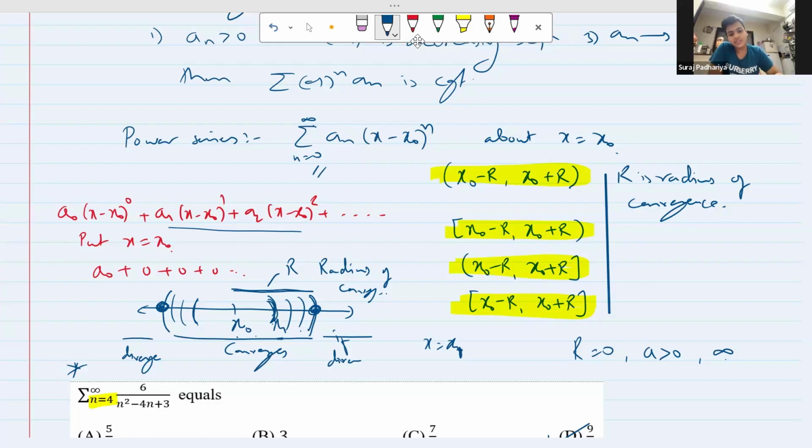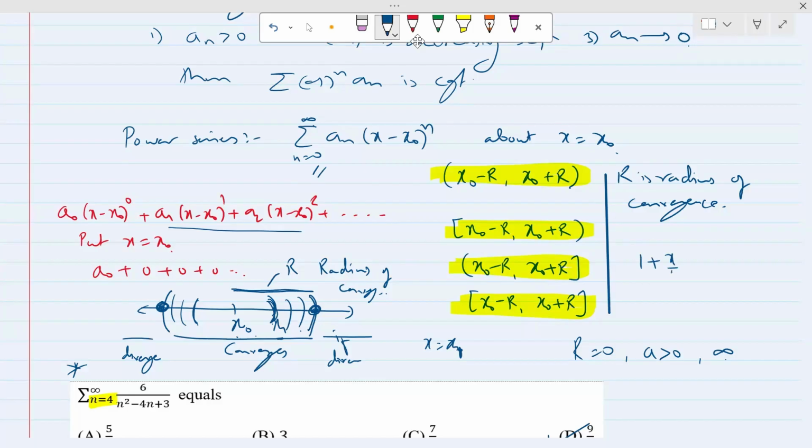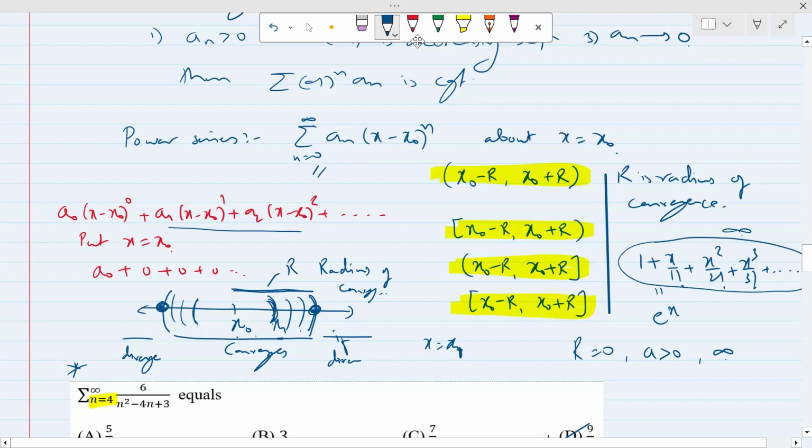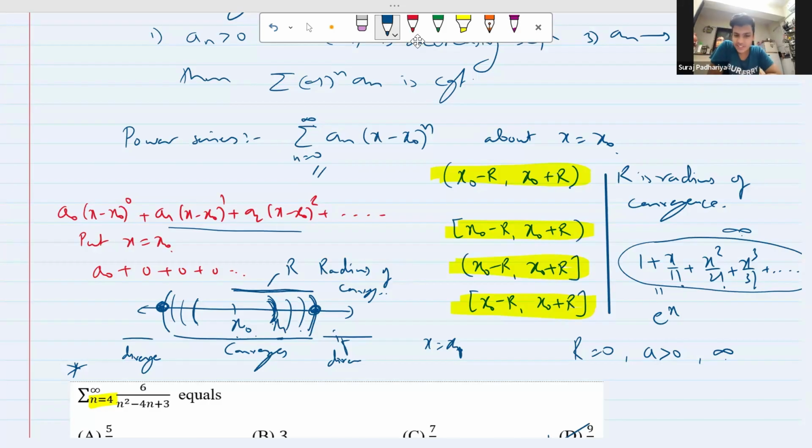For example, let's take 1 plus x upon 1 factorial plus x squared upon 2 factorial plus x cubed upon 3 factorial. This series is e raised to x. The radius of convergence of this power series is infinity. It converges for every x. In fact, the series for sin x and cos x are also convergent for every real number. Okay, sir. Got it. Thank you, sir.